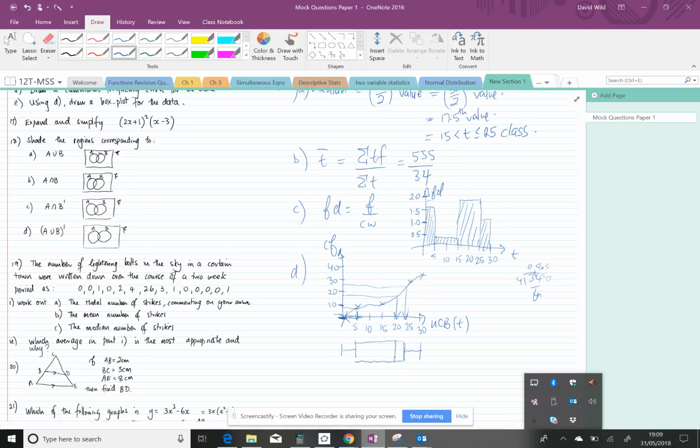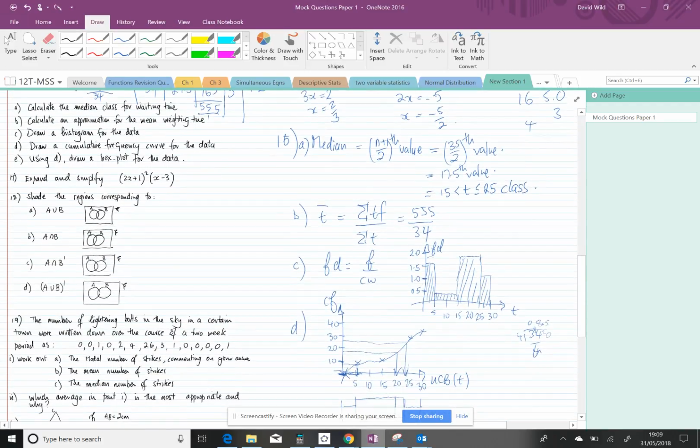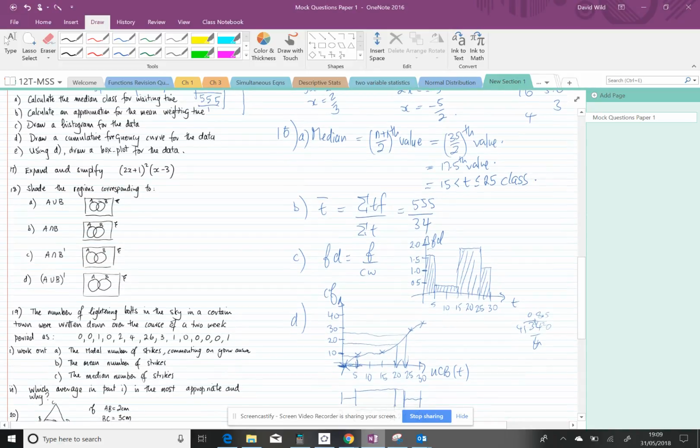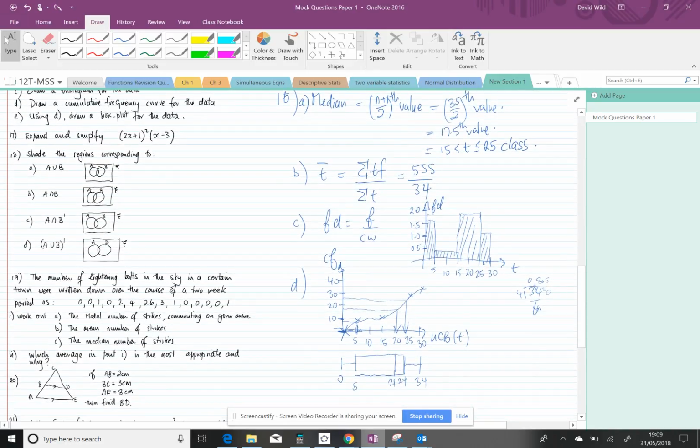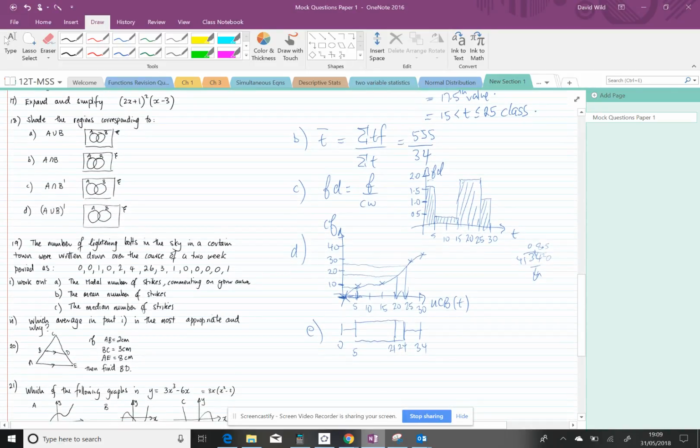And by the way, you put the values on here. So this would be 30, this would be 34, this would be just over 20, perhaps 21. This one would be just under 25, perhaps 24, and this one is 5. Obviously, be far, far more accurate. And that was part E, drawing a box plot. There we go.